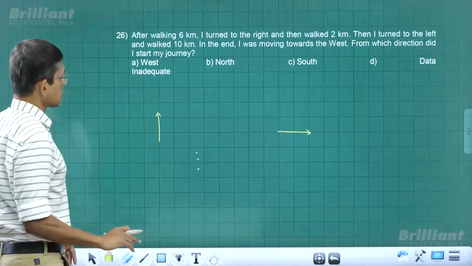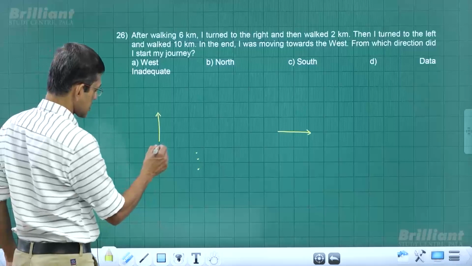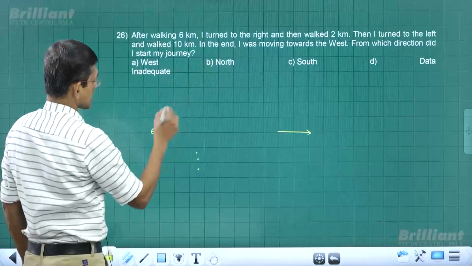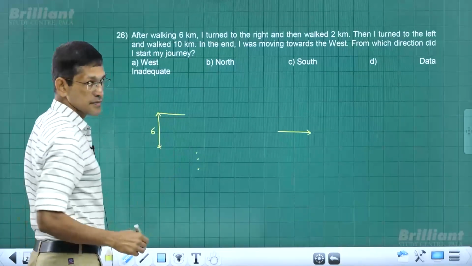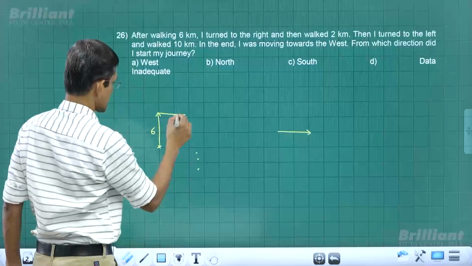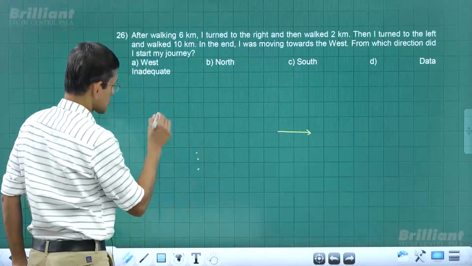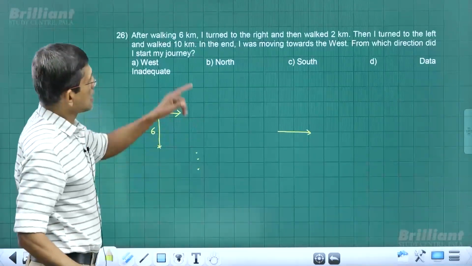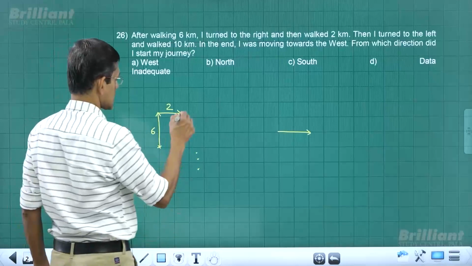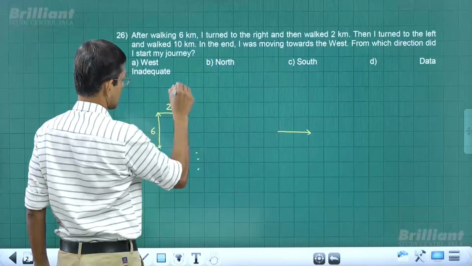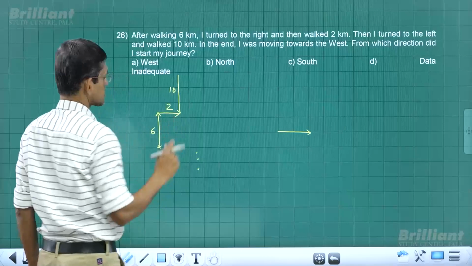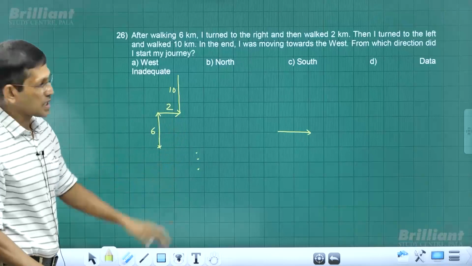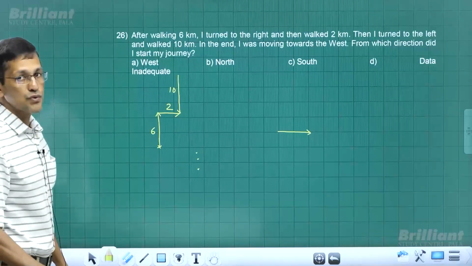So let's start from the north. After walking 6 kilometers, this is the starting point. I turn right, and then walk 2 kilometers. After turning right, this person walked 2 kilometers. Now that person is facing east. Then I turn to the left and walk 10 kilometers. In the end, I was moving towards the west.